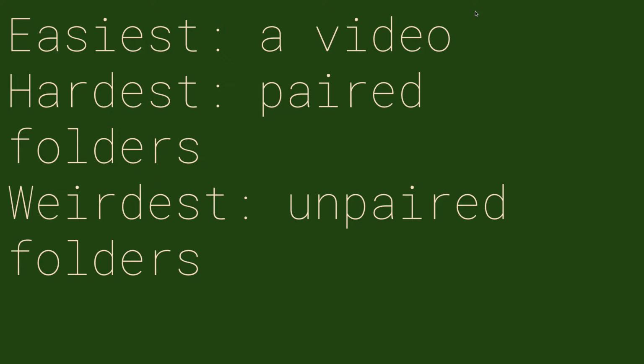Again, we talked about this last week. The easiest thing to grab for these datasets is videos. The hardest thing is making those perfectly paired folders. And then the weirdest is doing CycleGAN.